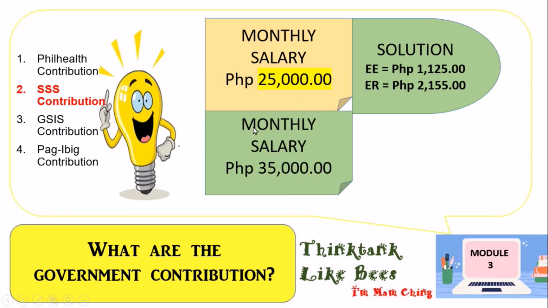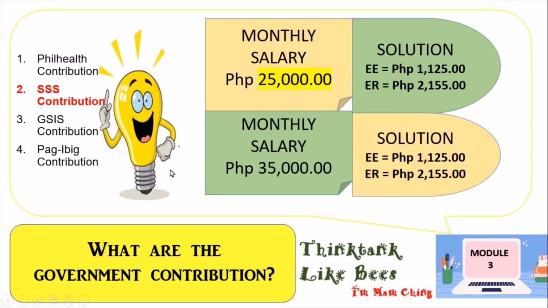Okay? Another example is a monthly salary of 35,000. That means it exceeds, so it's the maximum contribution.